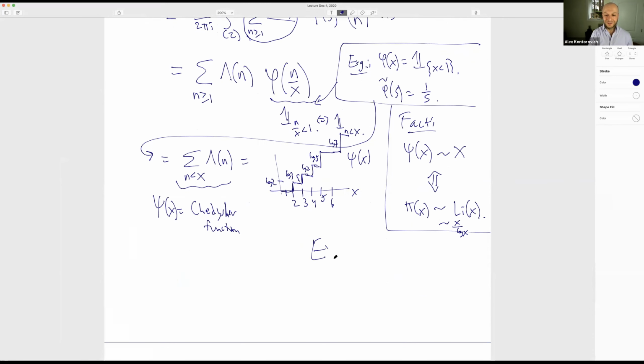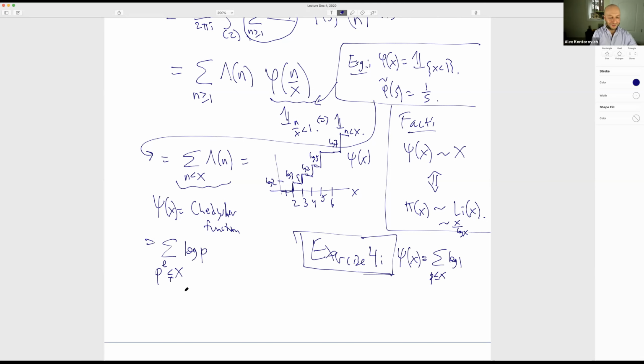Here's a nice exercise. What number are we up to? Exercise 4 is psi of x, which, if you want to write it like this, psi of x is a sum over primes and prime powers less than x of log of p, right? That's the same thing. We're just seeing what primes and prime powers. Every time you have one of these, it contributes log p. This is equal to just the sum over the primes themselves of log p, less than or equal to x. Take x to be not an integer, and it won't make a difference.